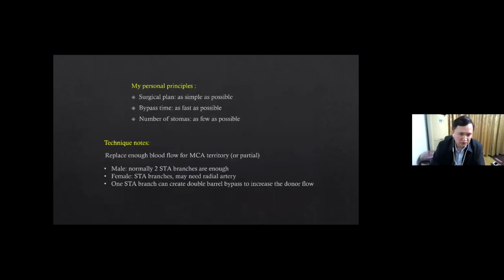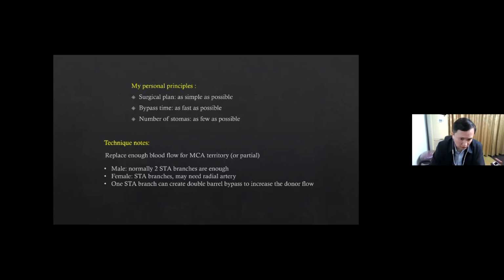So my personal principles are: the surgical plan should be as simple as possible, bypass time as fast as possible, and the number of the stomas as few as possible. I have some technique notes.